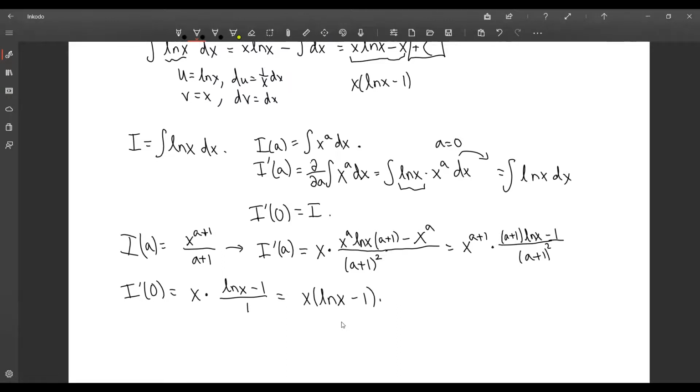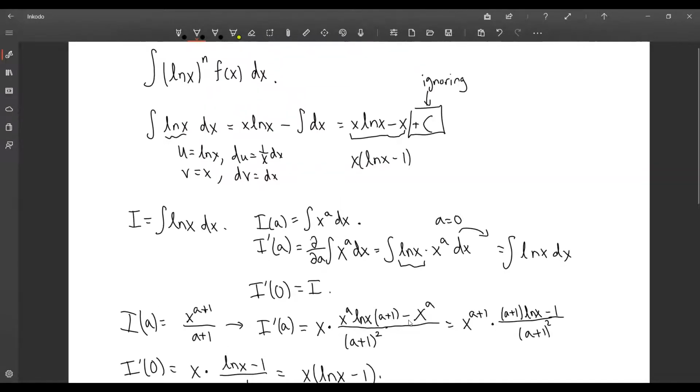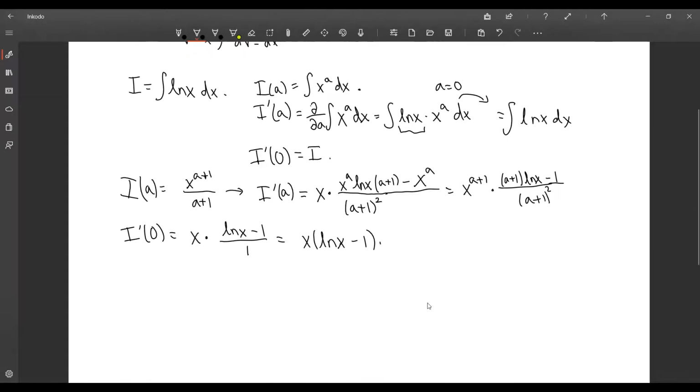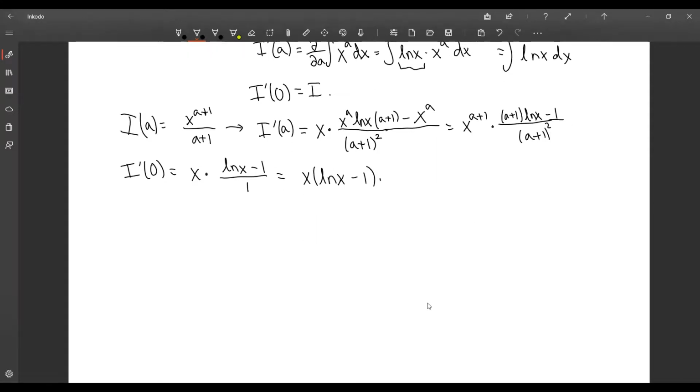And that's what we expect, because here we showed that we would expect I prime of 0 to give us the same answer as I, and we just verified that result. So how is this going to help us in obtaining expressions of the form integral of ln of x to the n times f of x? Well, let's first look at the simpler case of the integral of ln of x f of x dx.